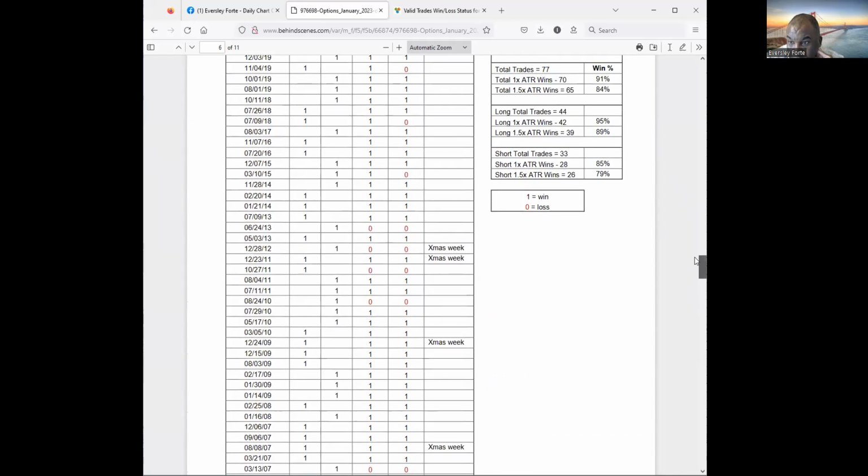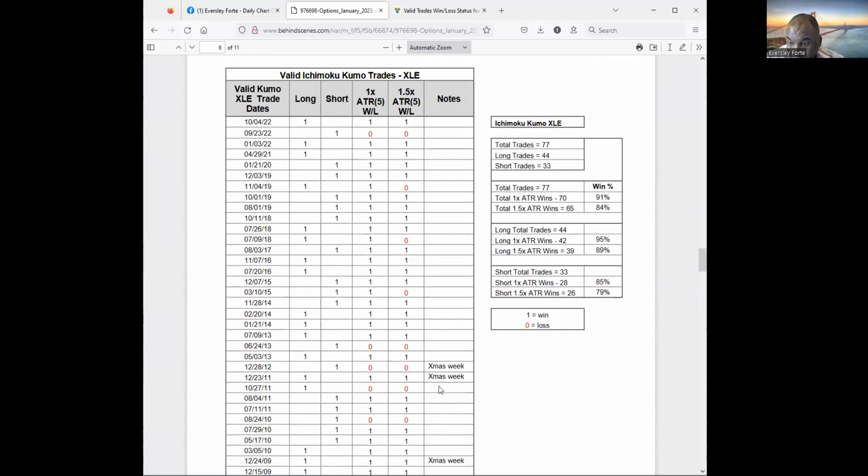You'll see we have Christmas in these notes here. This 91% wins would be even higher if we didn't take trades on Christmas week. Christmas week gives you fake out signals. Probably not a good idea to take trades on Christmas week. So if we took away Christmas week trades, this goes to 93, 94%. Okay. So overall, even the longs and shorts go higher.